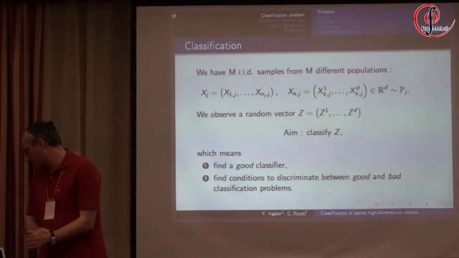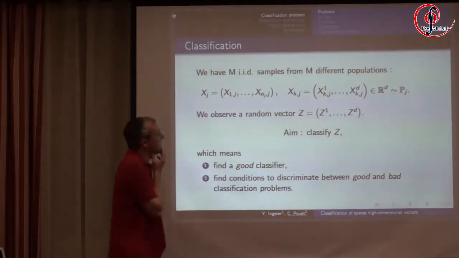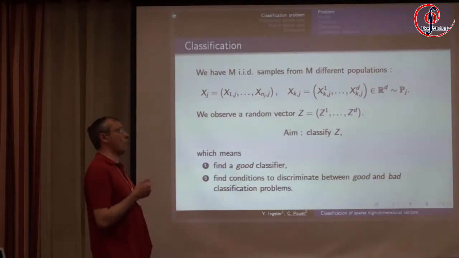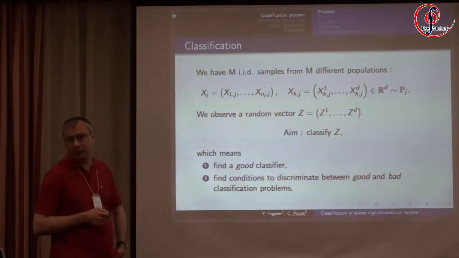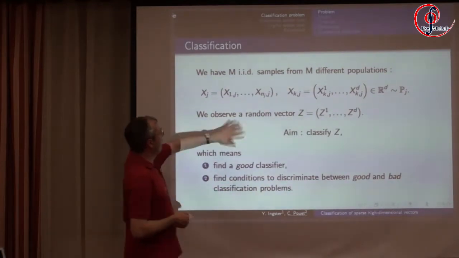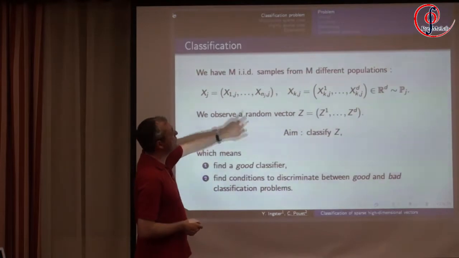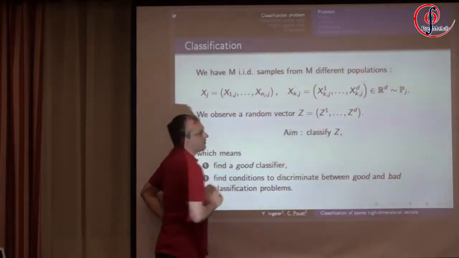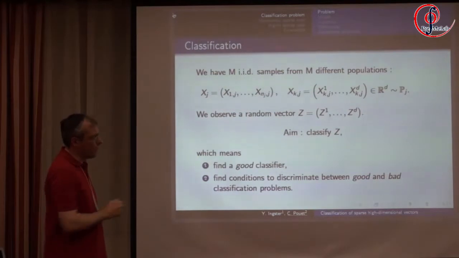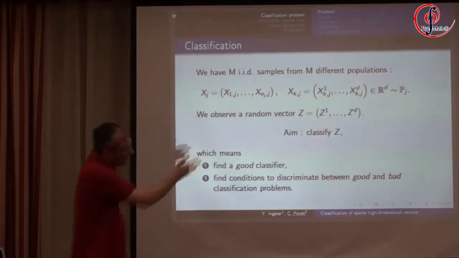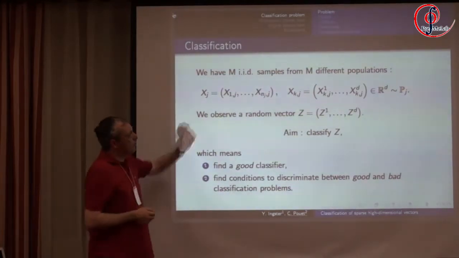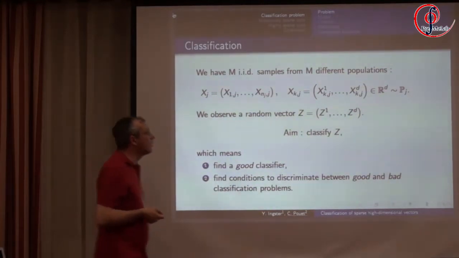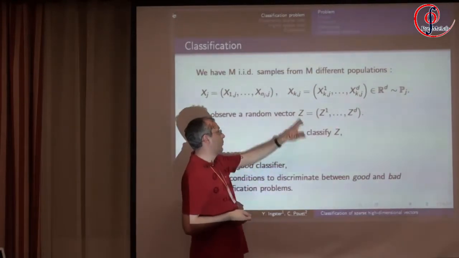About classification, we will assume that there are M samples with M greater than 1, and these samples come from M different populations. In each population we have a sample of size Nj, and each observation is a d-dimensional vector with some random probability measure Pj. Then we observe, as usual, a random vector Z of dimension d, and we would like to classify this vector, that is to say, to tell which class Z belongs to.